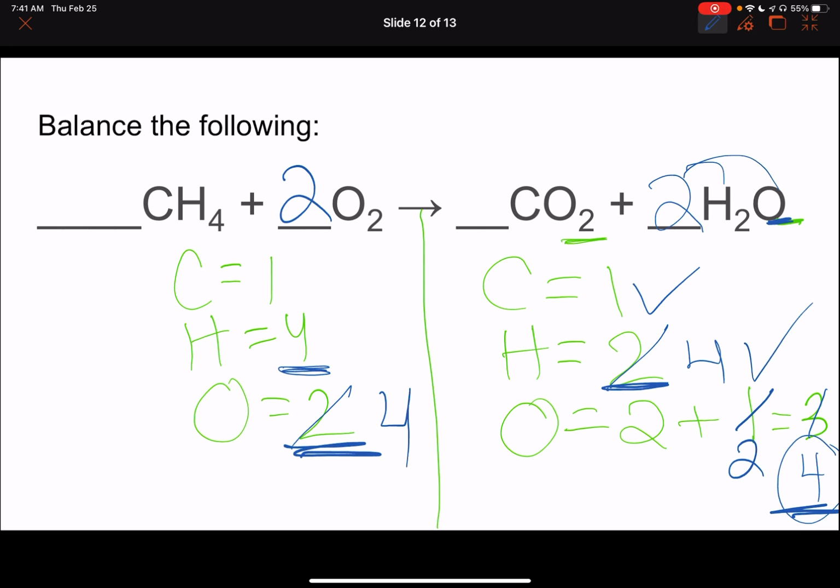Notice when we have to add up like terms, I kept it separate to show that I'm only changing the second O and not the first O, meaning I would have 9 atoms here and I would have 9 atoms here, and we are all balanced for this one.